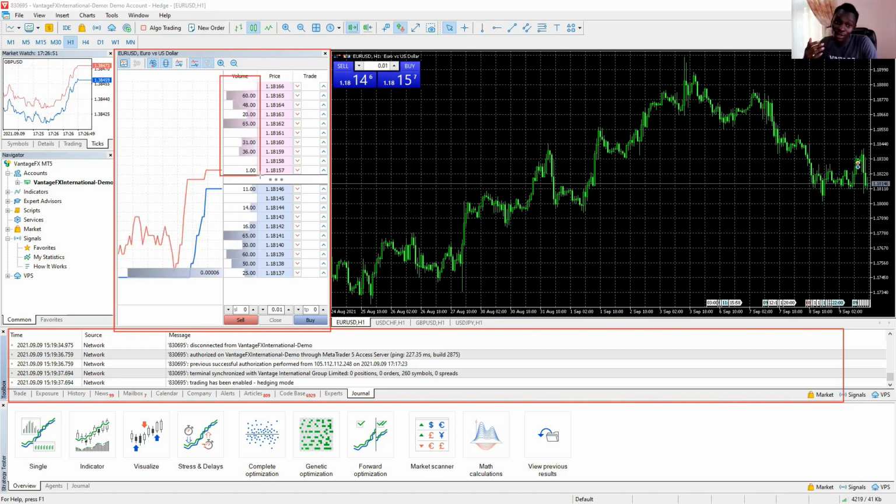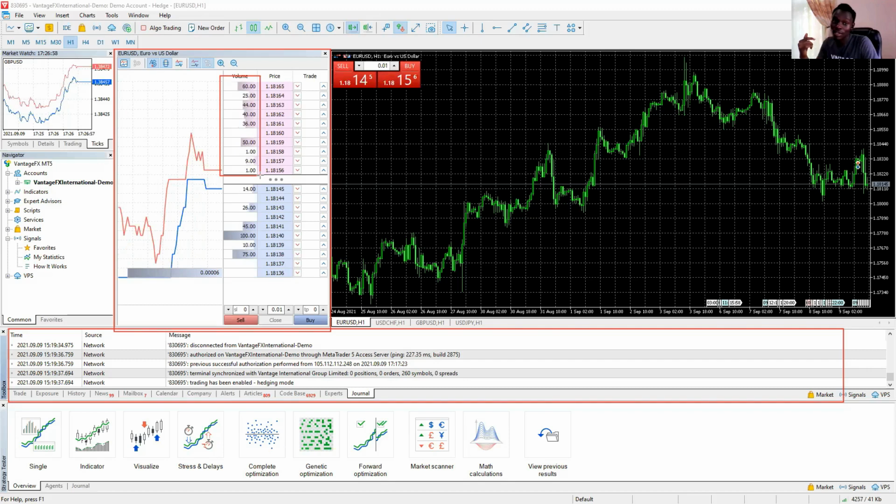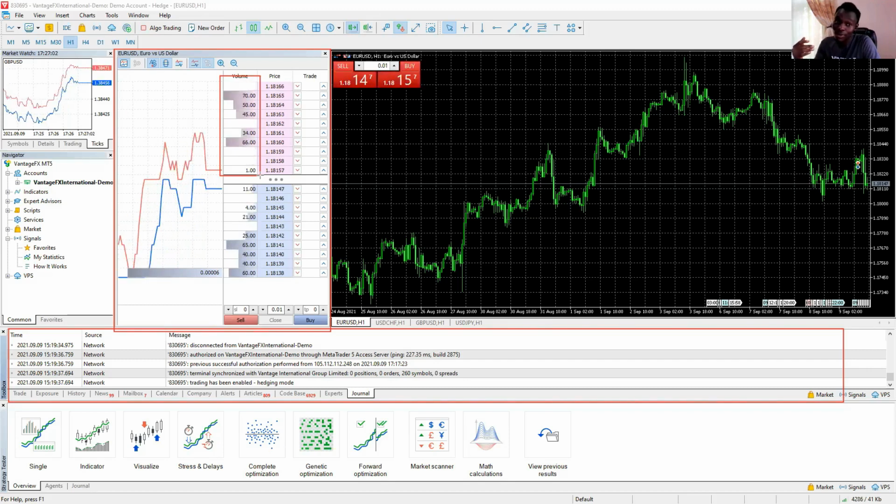So it shows you, as I explained, the depth of the market. It is a tool that shows you the demand and supply for a particular currency or price. At each of these prices, it shows you the amount of demand or supply. That's the volume you're seeing.